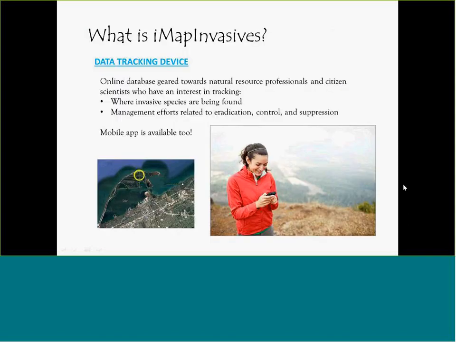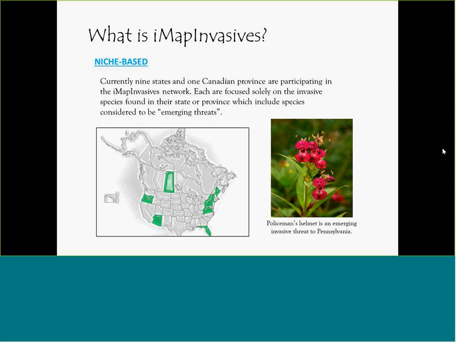So I'll tell you more about what the program is all about. It is an online database that's geared towards natural resource professionals and citizen scientists who have an interest in tracking where invasive species are being found, as well as management efforts that are related to eradication, control, and of course suppression of different populations. We also have a mobile app that's available. And one of our guest speakers will be talking specifically about the mobile app and how he is using that to find and record where he's finding invasive species.